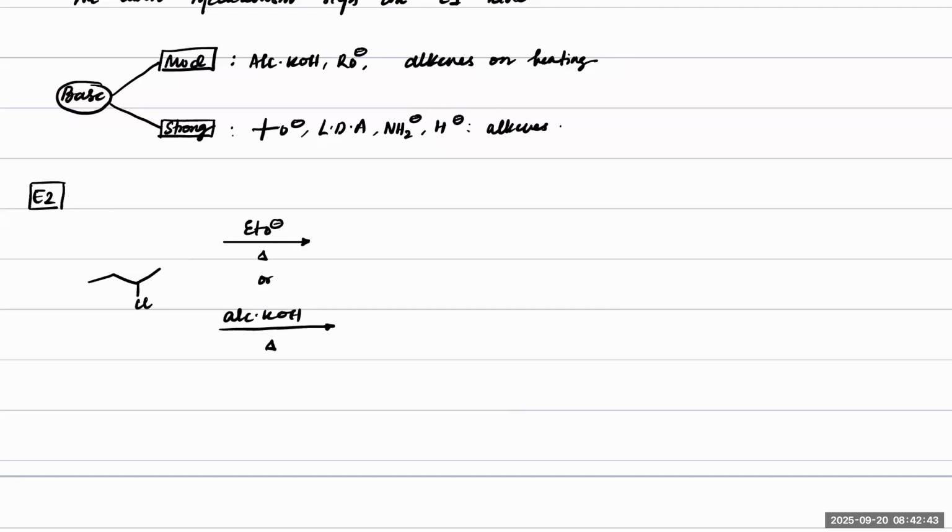So what it does, it will try to remove chlorine and hydrogen simultaneously. Which hydrogen? This is alpha, this is beta. So beta hydrogen is being removed and chlorine is being removed as well. So it will happen in one step, and through that one step you'll get a double bond here plus EtOH.